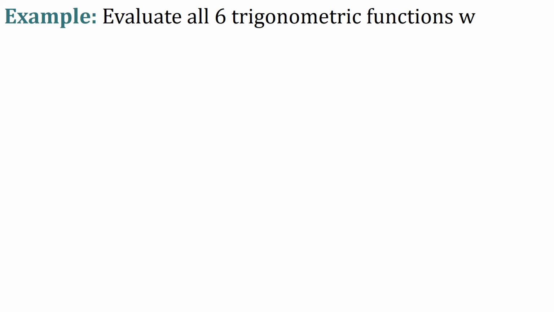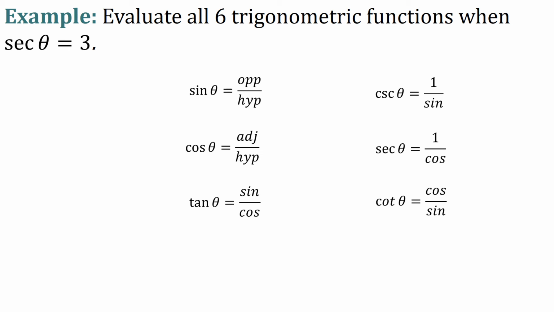Now in this next example, we're finding all 6 trig functions. However, instead of giving you a triangle, I told you that secant is 3. So let's dive in. Looking at our trig functions, what do we know about secant? We know secant is 1 over cosine. So we need to write secant as a fraction. It's a whole number. We know all whole numbers are over 1, so it's 3 over 1. Now we know that this was the reciprocal of cosine. So that means that cosine had to be 1/3.